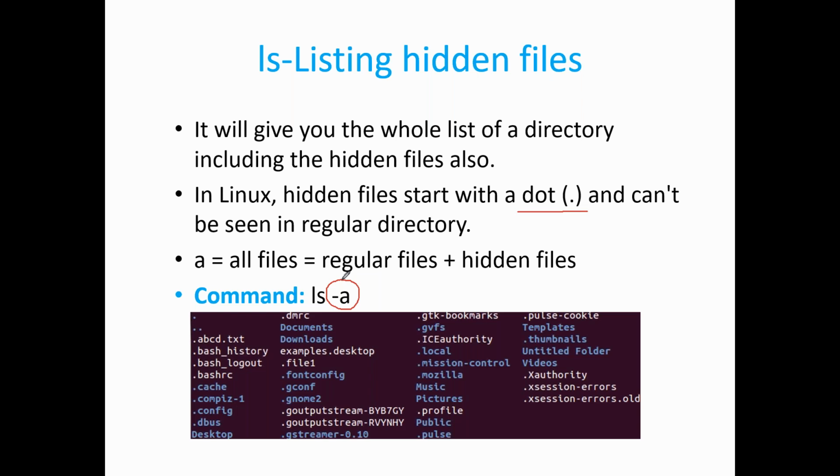Why can't it be -h? There are two reasons behind that, and I'll tell you both. First of all, the -h option is already taken for human readable sizes of the files. And the second reason why we are giving -a is that whenever you say -a, it refers to all files and directories. It will give you your regular files and directories as well as your hidden files and directories.